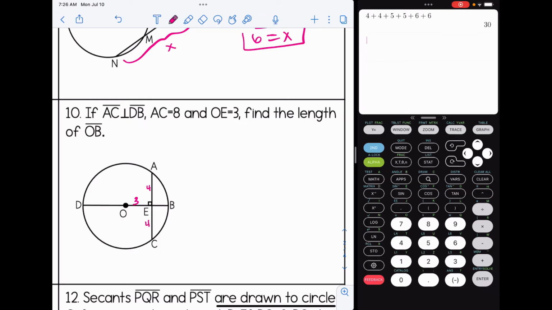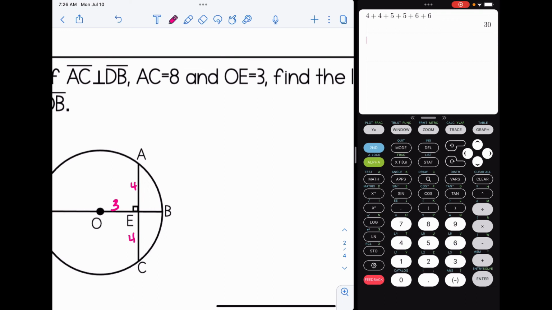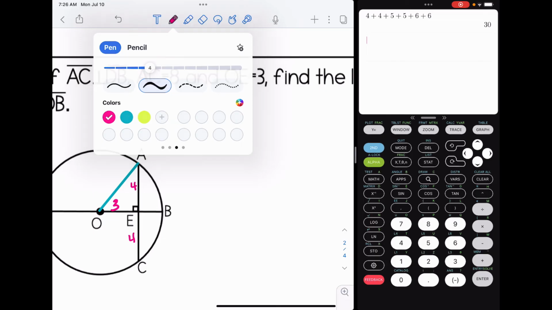The reason I can do this is because segment DB is definitely a diameter here, and that means that it's splitting the circle in half. Basically, it becomes the perpendicular bisector of AC. So I know that that can be split 4 and 4. When I look to find the length of OB, it might not be obvious as to what to do on this question. So what I'm going to do, I'm going to add in a different color, is I'm going to find the length of OA. Okay, and I understand that's not what the question's asking for, but I'm going to find that first, and I'll show you how it relates.